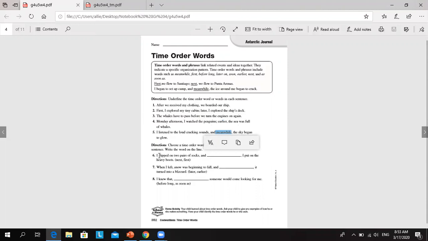So to wrap up, guys, time order words are words that link related events and ideas together. They also indicate a specific organization pattern, and the words used to do this, for arrangement and organization and putting ideas together, are words such as meanwhile, first, before long, later on, soon, earlier, etc.